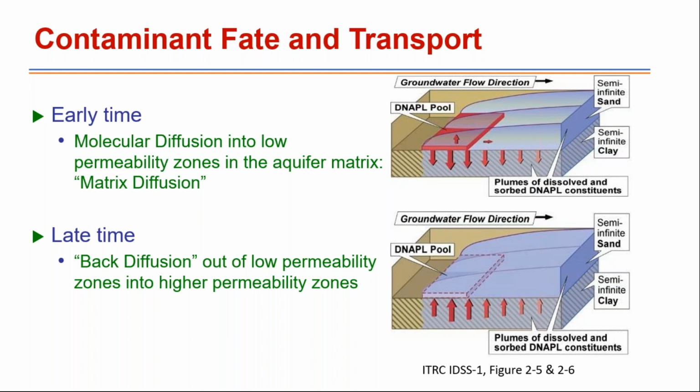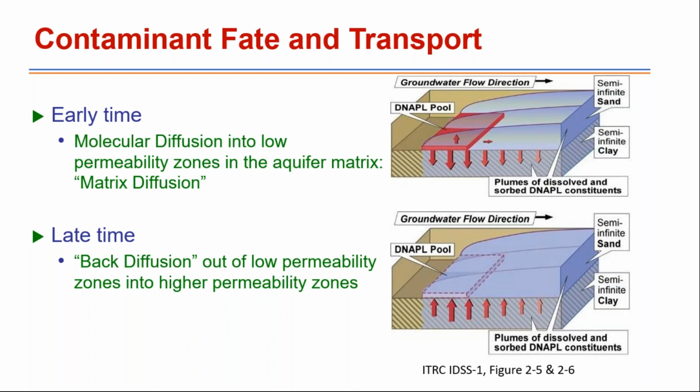The back diffusion is really when the source is gone. The old DNAPL, whatever was leaking, has been removed. The tank was removed, all the gasoline was removed, the coal tar was removed. But you still have a plume that stays there. So even if you clean up your source of material, you may have a plume that's going to be there for years because of back diffusion.